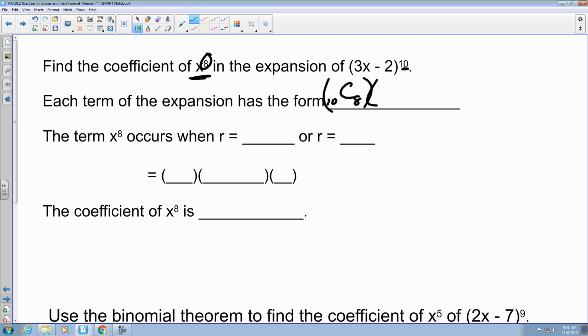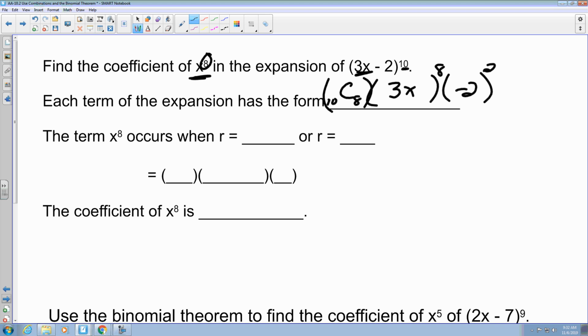The next product I need to find comes from this first term of a, which is 3x, and it's going to be raised to the power of what we're looking at here, which in this case is 8. So I'm going to write 8 here. And then the third one is coming from the value of b, which is negative 2. And what power that gets raised to is the difference of 10 minus 8, which is 2.